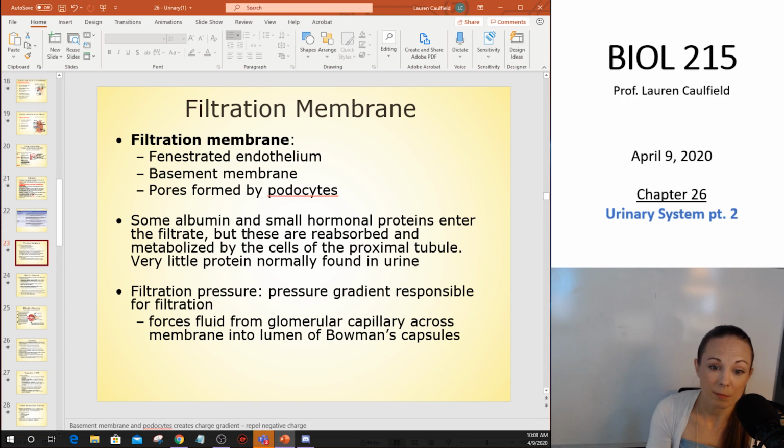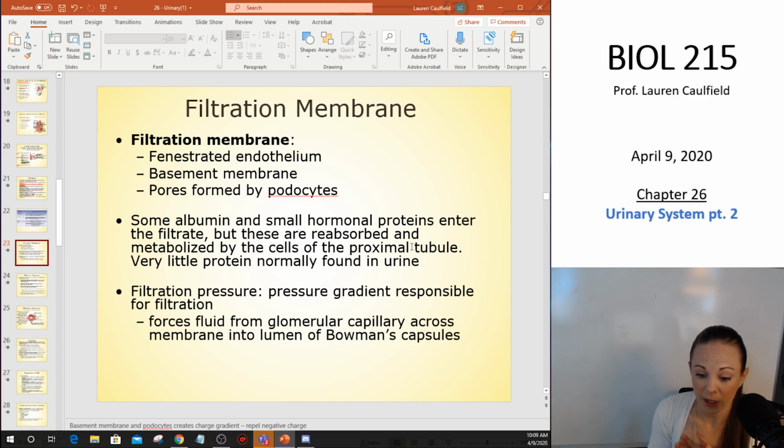So some of those larger things that can pass through but generally don't would be albumin and some hormonal proteins. Okay, so if a few of those happen to make their way through that filtration membrane, we need those. We need albumin to maintain our blood osmolality. Okay, we need hormones for our homeostatic functions within our body. So those are immediately going to be reabsorbed, and they are not going to be carried out with the urine.